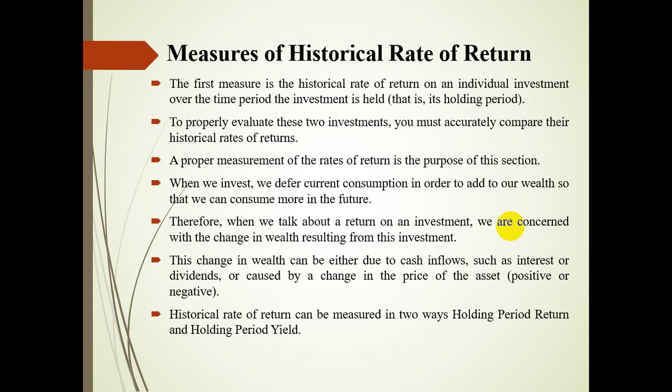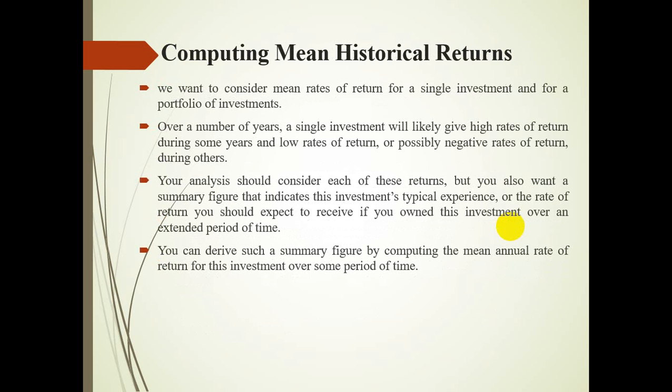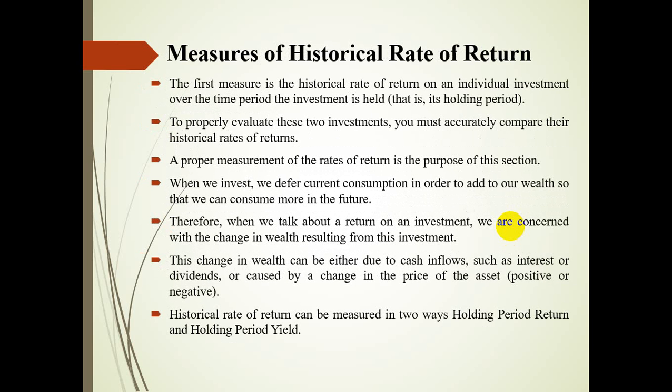The second one we discussed is to properly evaluate two investments. By this historical method, we can measure these different investments that we have. And then the third one is proper measurement of the rate of return. We can simply say that when we are investing, in order to add to our wealth so that we can consume more in the future, the expected return should be higher than the risk which we are considering, right?